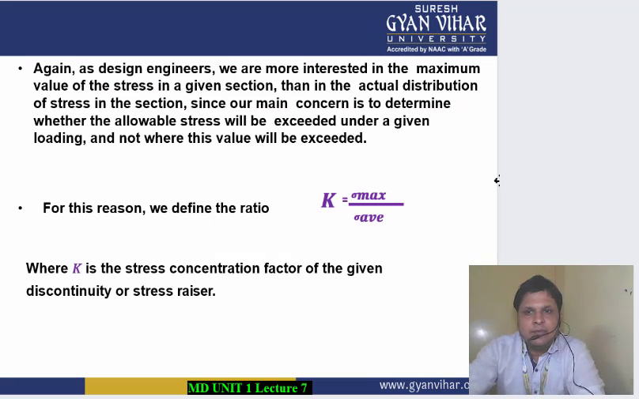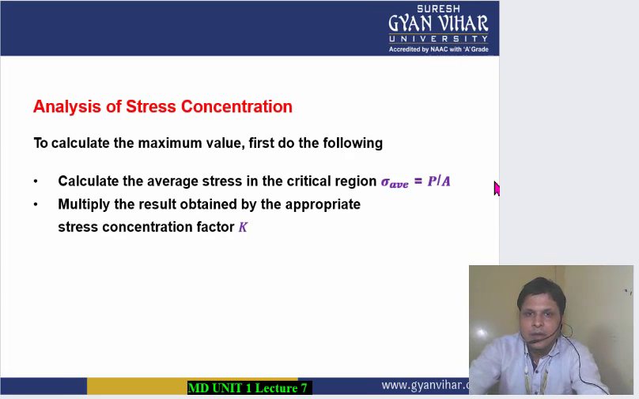Again, as design engineers, we are more interested in the maximum value of stress in a given section than in the actual distribution of stress in the section, since our main concern is to determine whether the allowable stress will be exceeded under a given loading, and not where this value will be exceeded. For this reason, we define the ratio K equal to sigma max upon sigma average, where K is the stress concentration factor.